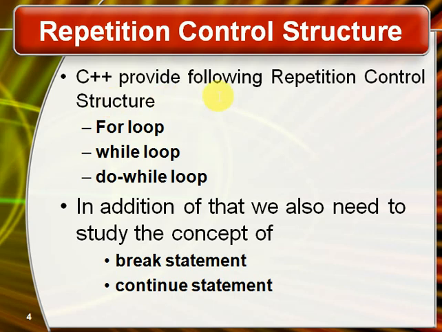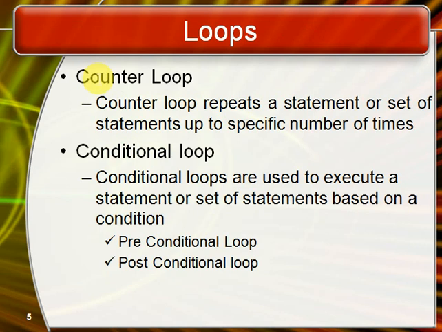C++ provides the following repetition control structures: for loop, while loop, and do while loop. In addition to that, we also need to study the concept of break statement and continue statement. Loops are categorized into counter loops and conditional loops. A counter loop repeats a statement or set of statements up to a specific number of times. The commonly used counter loop is the for loop. We can also use a while loop as a counter loop.